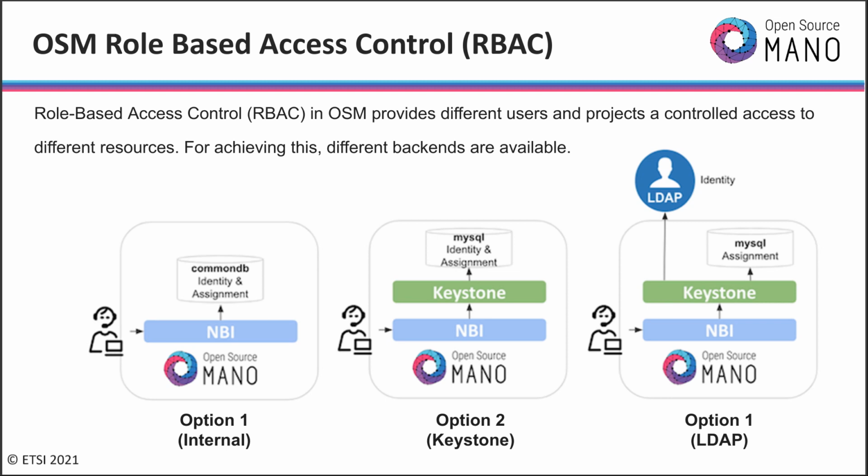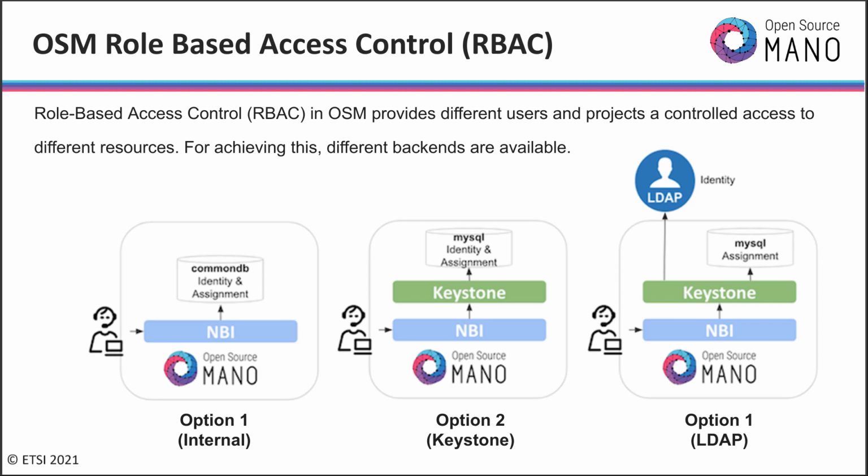The first one is the internal RBAC configuration, in which the users and the projects are created inside the common DB of OSM. And through the northbound interface of OSM, you can write into the common DB and get access to the users and projects. The second one is through Keystone, which is outside the main OSM core, and through Keystone I can authenticate the users and the projects, and these are eventually kept in an external MySQL database.